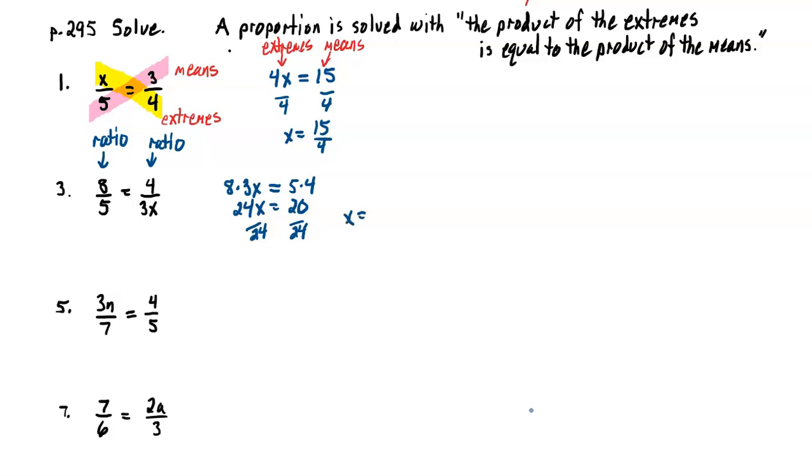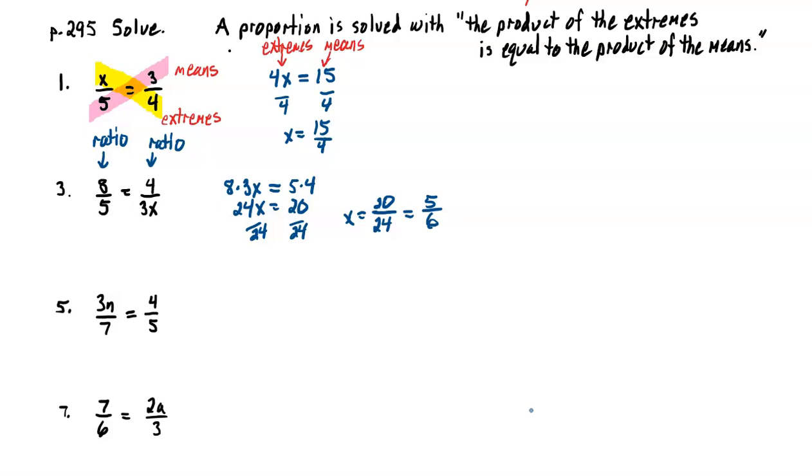Getting x is equal to 20 over 24. That's a reducible fraction. Top and bottom both divide by 4, creating 5 over 6. Or you could give the decimal version of 5 over 6.